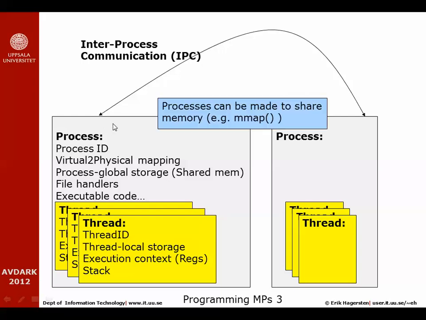There is also, at the Unix and Linux level, the possibility to create shared memory between processes. This can, for example, be done by an mmap call, but there are other ways of setting up shared memory as well. But typically, when you just create processes, that means you don't have shared memory between them.